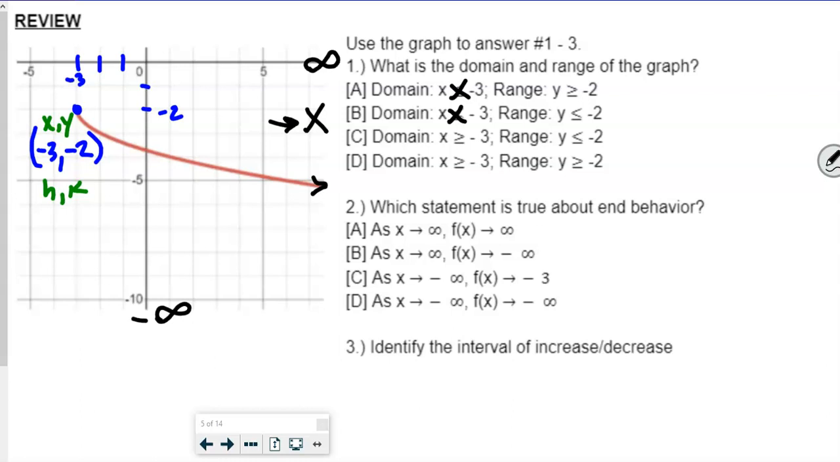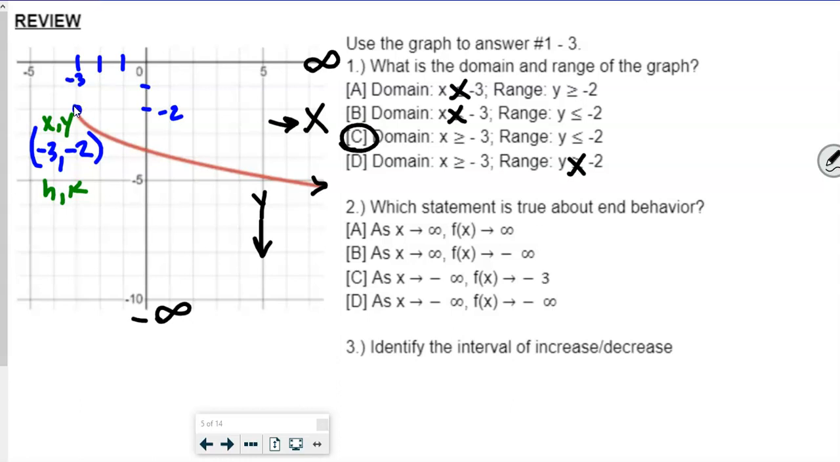Now, what's happening to our y values, though? So our y values, aren't they going down? So our y values are going down, so they're getting smaller, aren't they? So that's going to be a less than symbol, right? So it can't be greater than there, so that's why our answer is C.